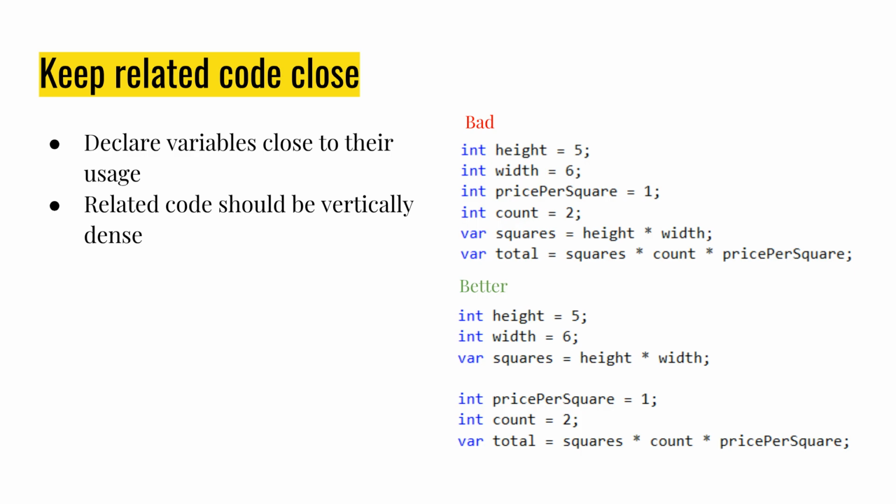At the bottom, you see height and width, and you see squares. You get squares multiplying height from width. So probably how much space in squares does it take? You get multiplying those two. And the intention is much more clear, and the related stuff is all together, and it's much more readable now. And price per square is 1. There are 2 squares, so the total price of squares is squares times count times price per square. And the intention is much more clear now.